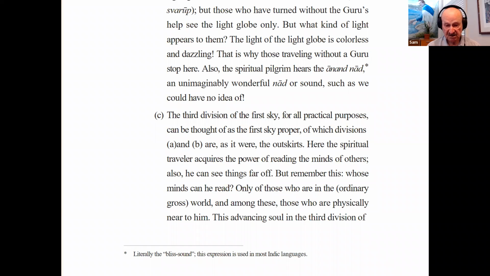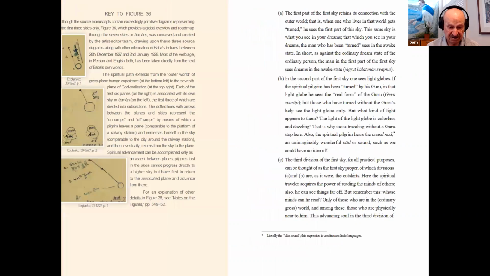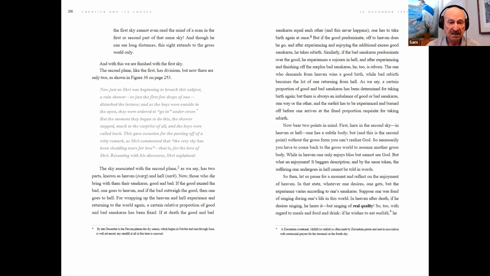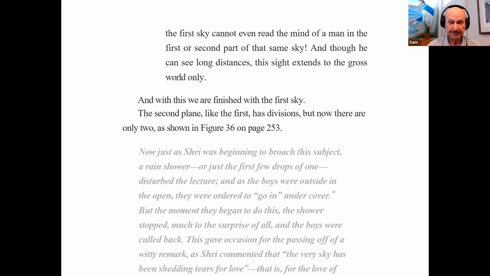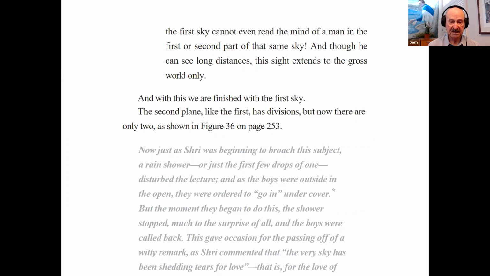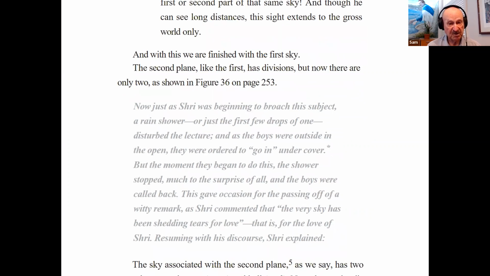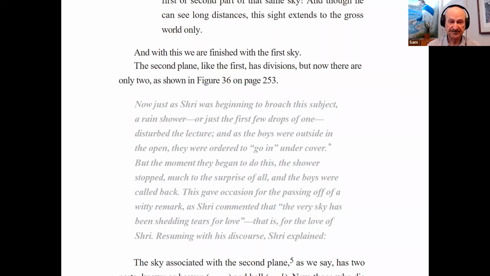This advancing soul in the third division of the first sky cannot even read the mind of a man in the first or second part of that same sky. And though he can see long distances, this sight extends to the gross world only. And with this, we are finished with the first sky.